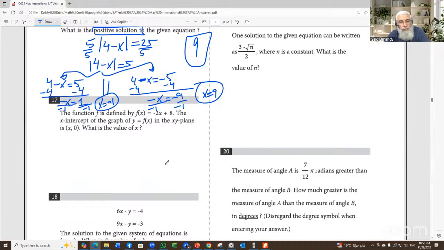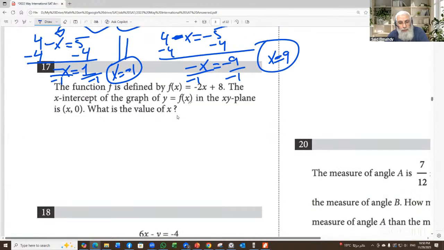Number 17, the function f is defined by f of x equals negative 2x plus 8.